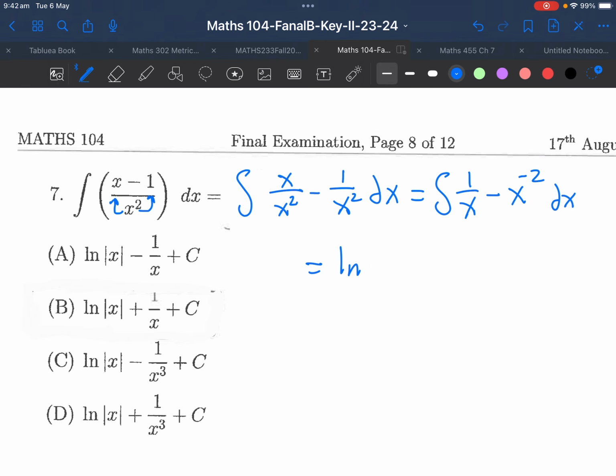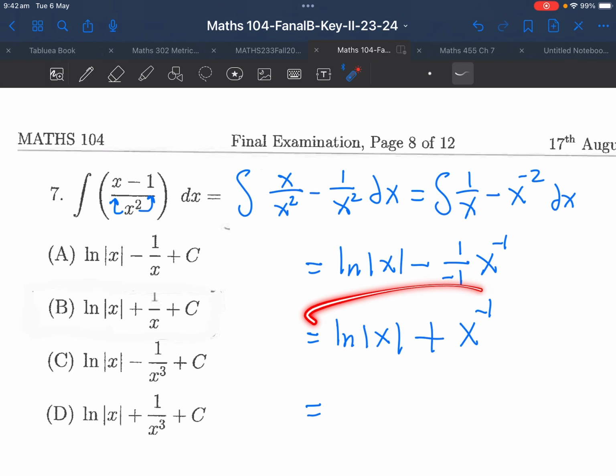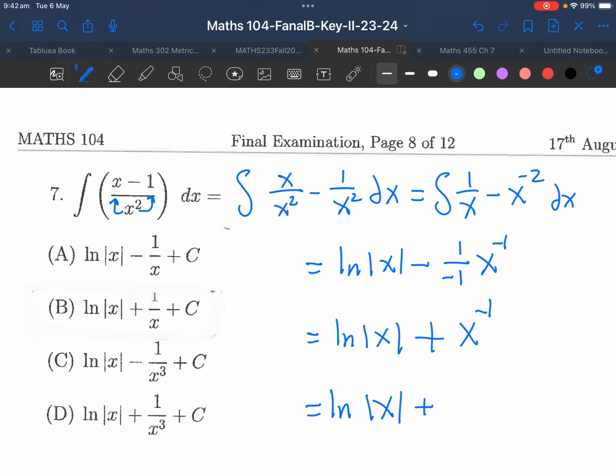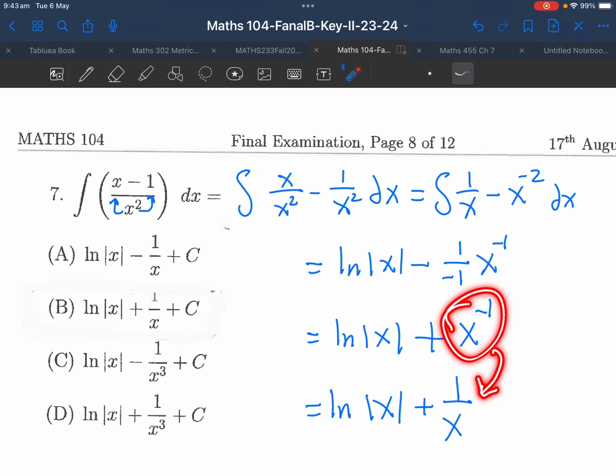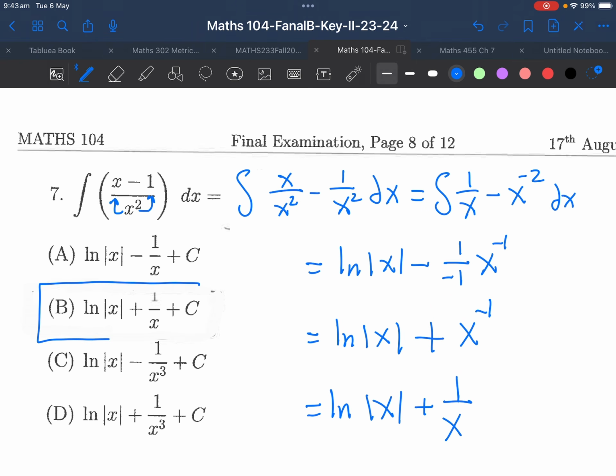And that's the answer, it will be just ln absolute value of x minus x negative 1, and we divide by negative 1. So the final answer is ln x plus x negative 1. Remember, none of this is one of these answers, so we need to rewrite it a little bit in order to find an exact answer. And remember, x negative 1 is just 1 over x. And that would be just part B.